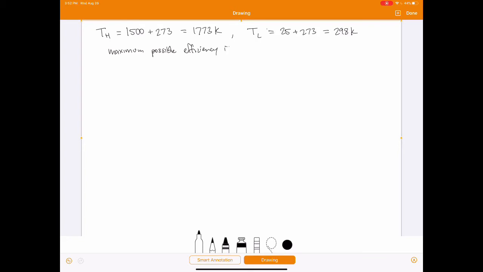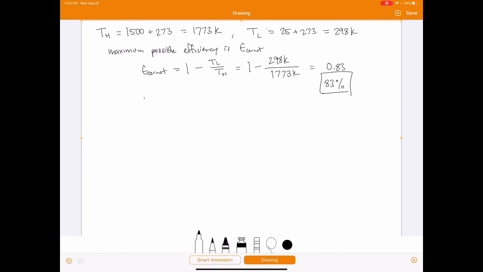So we know the maximum possible efficiency is the Carnot efficiency. And the Carnot efficiency is given by 1 minus TL divided by TH. Okay, so we have 1 minus 298 K divided by 1773 K, which works out to about 0.83 or about 83%. So that's the best you could possibly do, roughly speaking, with an internal combustion engine.